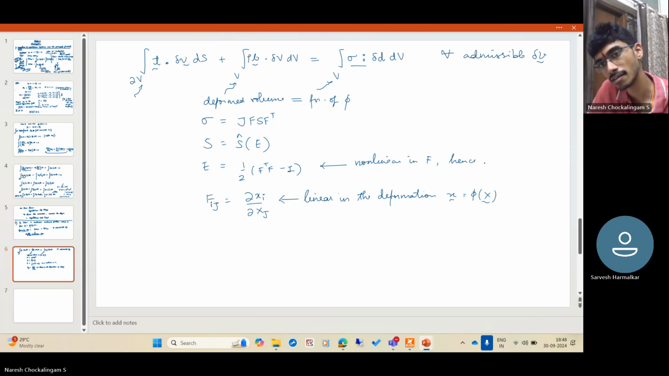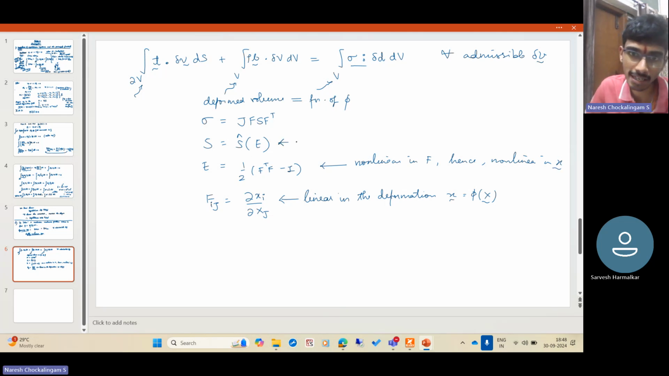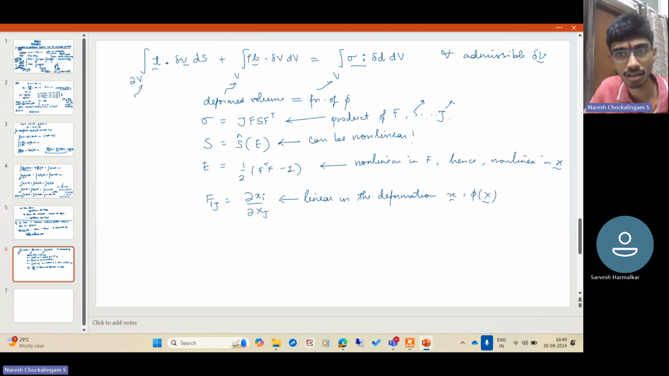Hence, non-linear in S as well. This relation in general can be non-linear depending on what material we are using. This can also be non-linear. And this, you see, has got a product of F, S, etc. Each of these terms is non-linear or linear, but even if everything is linear, you have this product which is highly non-linear. And J is also non-linear in F. So sigma is a highly nonlinear function of this.